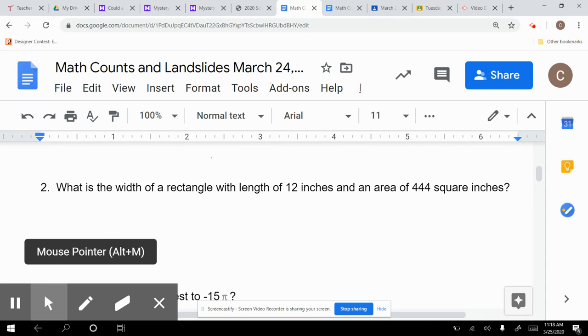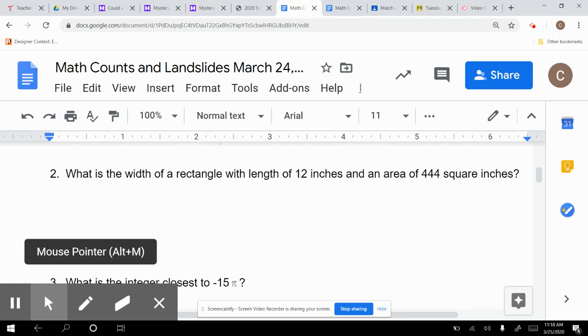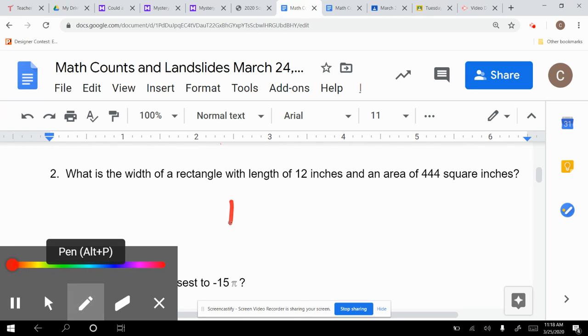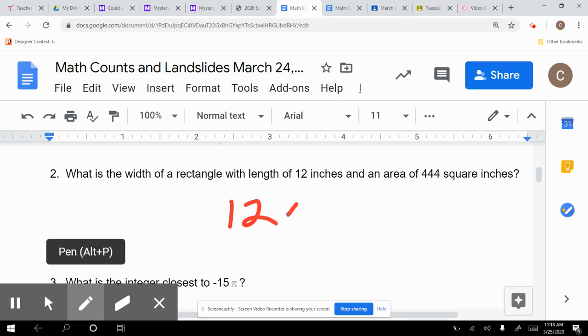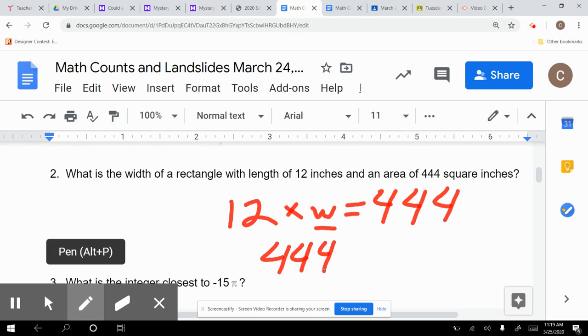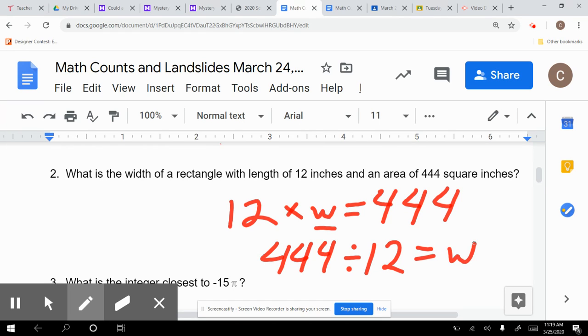Okay, so number 2. What is the width of a rectangle with a length of 12 inches and an area of 444 square inches? Well, we know that if you take 12 times the width, which in this case is W, you get 444 square inches. Well, how do we figure out the value of W? Well, we do that by taking 444 and dividing it by 12. So we could set it up like this, possibly 444 divided by 12 equals W.